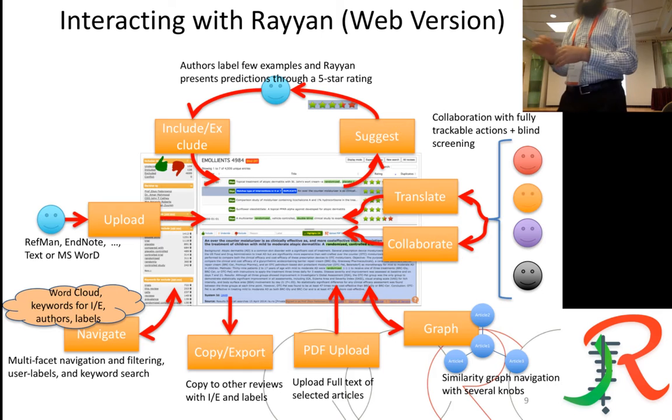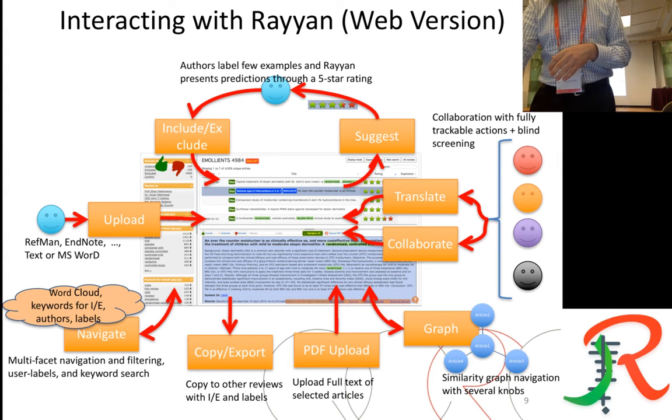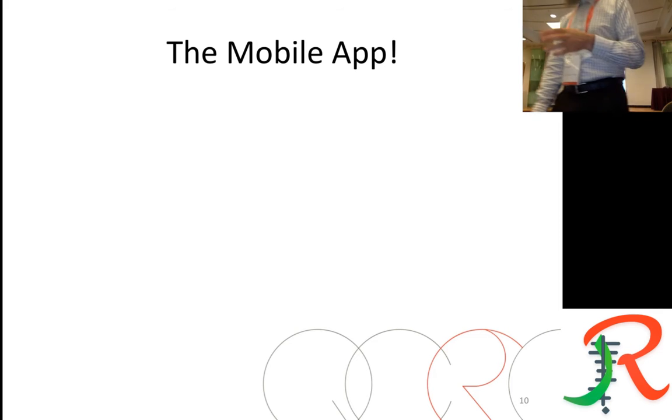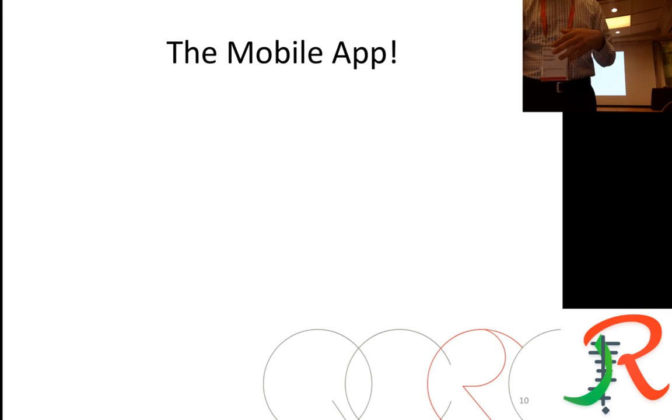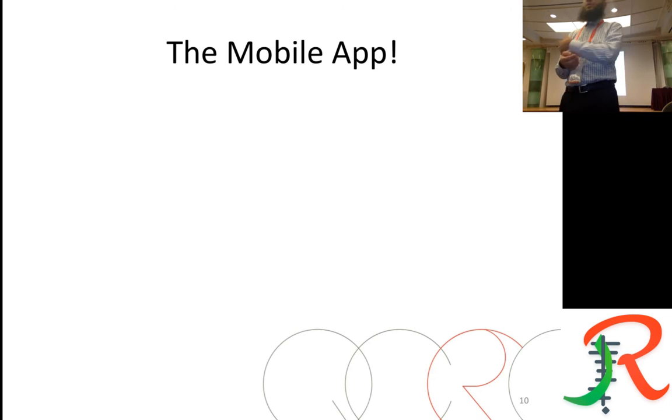So as I said, we'll go through these things step by step. As you may know, we have a web version, but we also have a mobile app. We will also try to go through that mobile app. The mobile app has limited features compared to the full version, which is the web application. For example, there is no way to upload citations from the mobile app. So if you want to work on a review, you should first upload it from the Rayyan web, and then you can work on it in the mobile app.